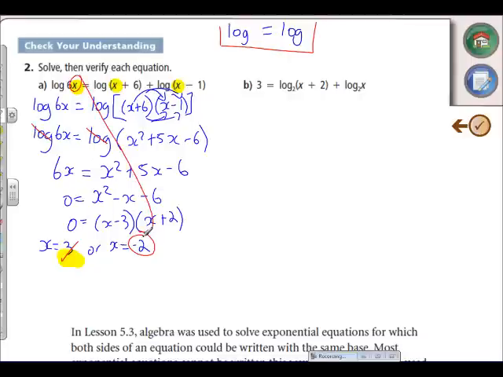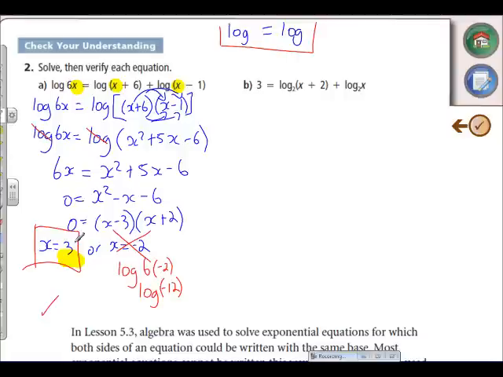You plug negative 2 in for the x, and all of a sudden we've got log of negative 12. So log of 6 times negative 2 gives us log of negative 12. We can't take the log of a negative number. As soon as that happens, that's a no-go. This one is a yes-go. So we can see that the negative solution was extraneous. You can't take the log of a negative number.